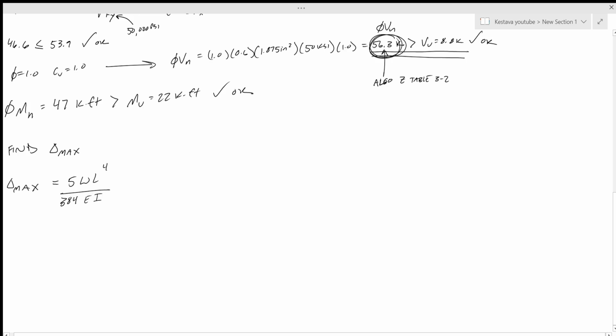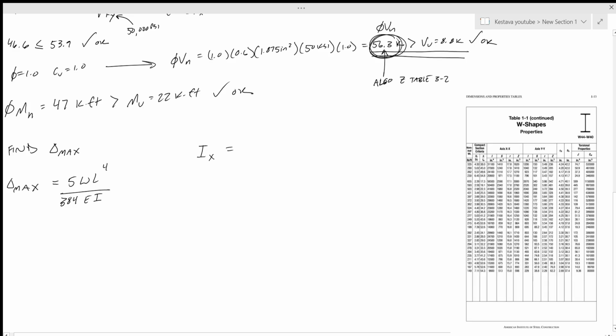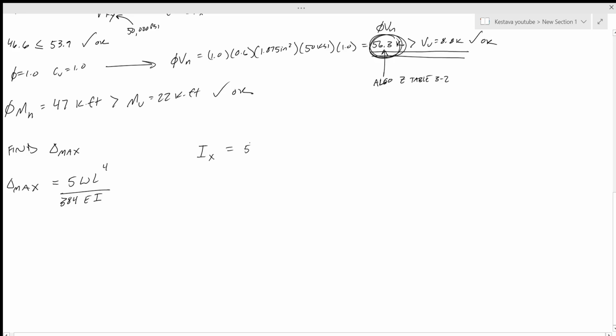Okay, so we're finding the deflection right now of the non-penetrated shape, so we can just get our I value, which is our moment of inertia, Ix. That is from Table 1-1. Again, that's in the properties section, so that's already found for you, which is 53.8 inches to the fourth.